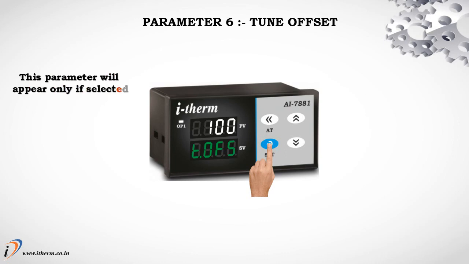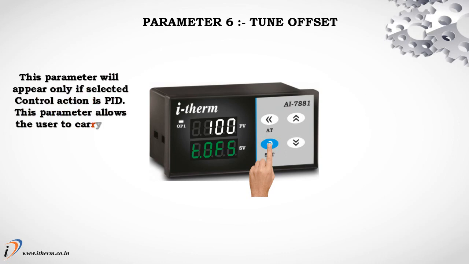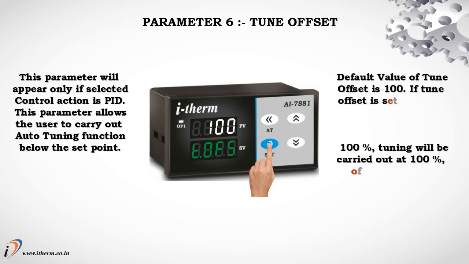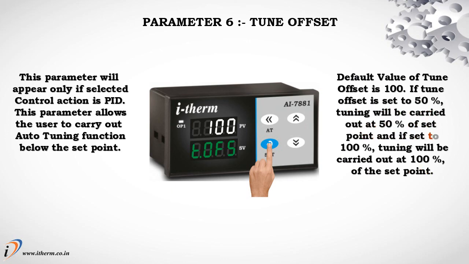Parameter 6, Tune offset. This parameter will appear only if the selected control action is PID. This parameter allows the user to carry out the auto-tuning function below the set point. Default value of tune offset is 100. If tune offset is set to 50%, tuning will be carried out at 50% of the set point, and if set to 100%, tuning will be carried out at 100% of the set point.